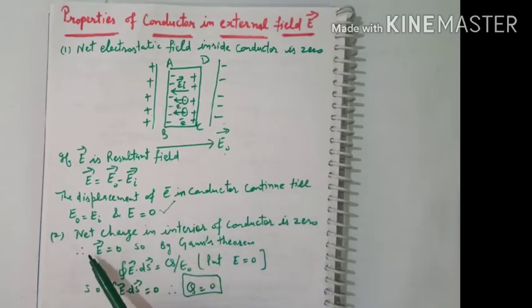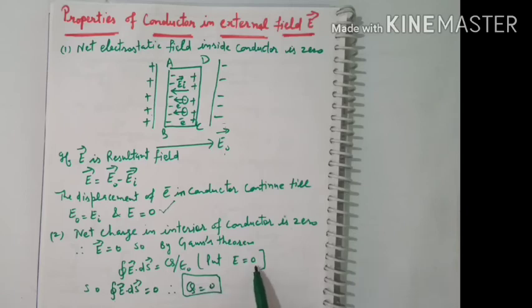Second property is that the net charge in the interior of a conductor is 0. If the charge in the interior of the conductor is 0, then the electric field inside the conductor is 0. By Gauss theorem, we know that the flux through a closed surface is equal to 1 by epsilon times the charge enclosed by the closed surface. So if no charge is present inside the conductor, then the charge is equal to 0, so the electric field becomes 0. So if we put E equal to 0, then the flux is 0 and Q is equal to 0.